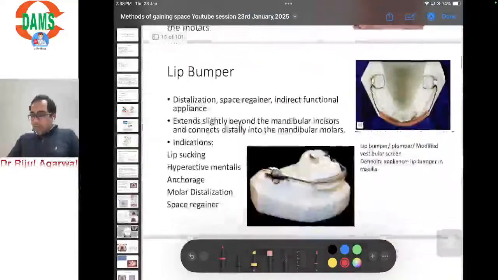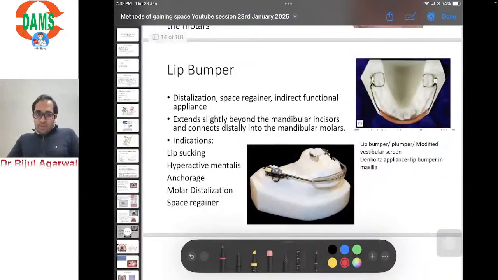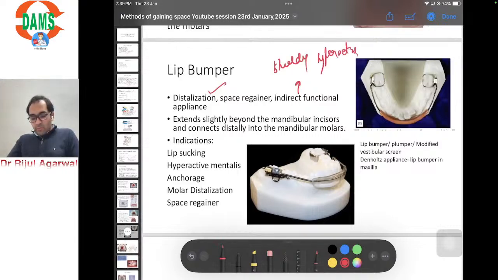Okay, next is the lip bumper appliance. So what does it do? It is a distalizing appliance as well, and you can use it as a space regainer and indirectly as a functional appliance as well, by shielding the hyperactive mentalis muscle. It extends slightly beyond the mandibular incisors and connects distally into the mandibular molars.